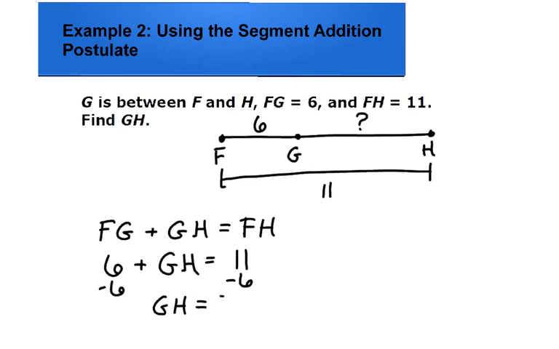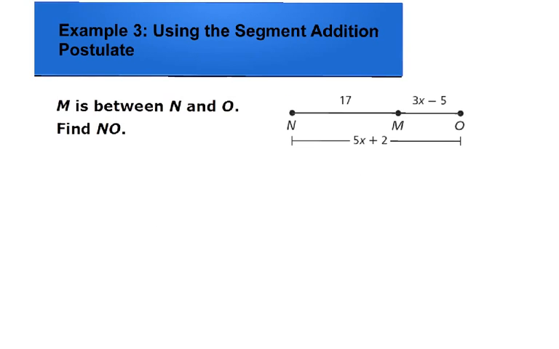And that ends up being 5. So GH is equal to 5. Here again, we're going to use that segment addition postulate to figure out first what our x value is. And then once we find our x value, we can find the value of NO, which is this whole segment here.